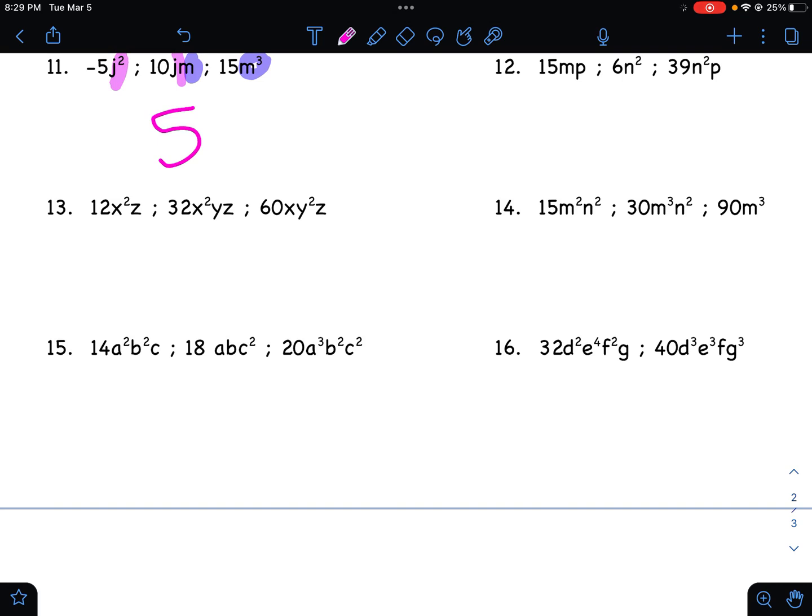But on the flip side of that, let's look at, let's say, number 15. I know that 2 goes into all of these because that gives me 7 and 9 and 10. So my number is 2. So let's go highlight them. There's 2 of them. There's 1 of them. There's 3 of them. So the most they have in common is 1 because this one has the least amount.